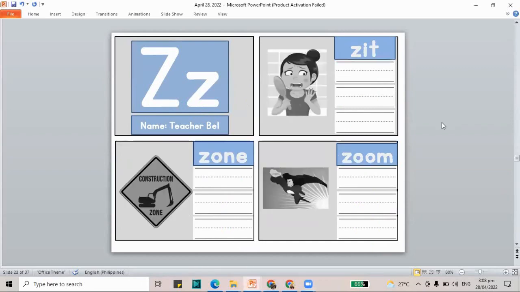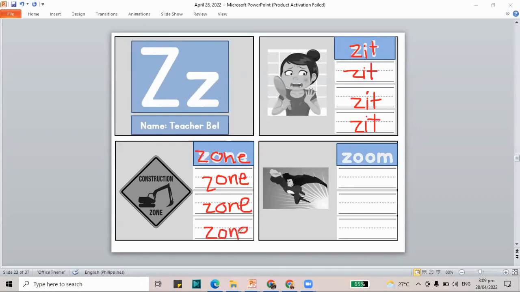The next set is for our zit, zone, and zoom. So let's trace again. Let's use a different color. So we have zit, Z-I-T, zit. Another word for pimple is zit. Then we also have the zone, the construction zone, the place where the builders work when they need to build some buildings, the bridges. They will need heavy equipment like our bulldozers, like the excavators, the dump trucks. You all find it in the construction zone.